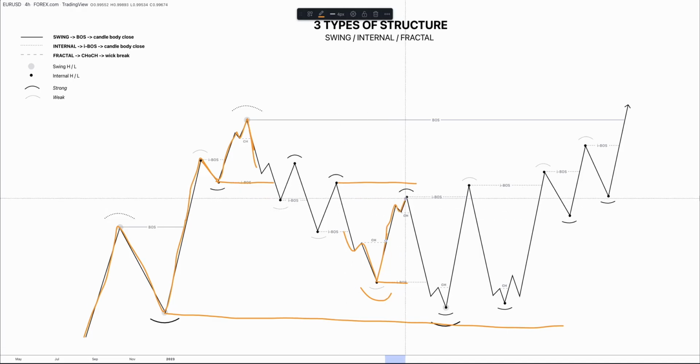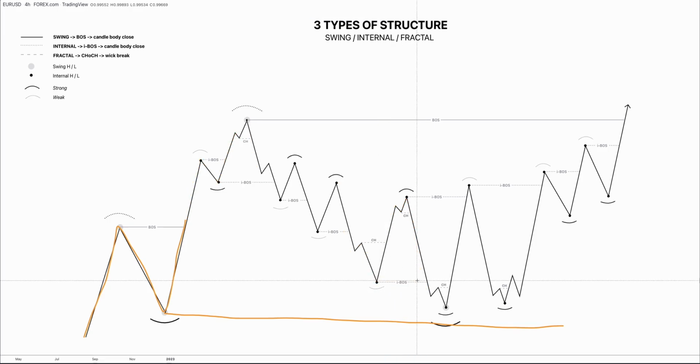We fail to take out the internal high. We get a bearish change of character. Okay, this internal pullback is now finished because we've had the bearish CHoCH. Now price is very likely going to be ready to take out the weak internal low. So we get another bearish IBOS, okay? So we get rid of some of these orange lines. So then we get that bearish IBOS.